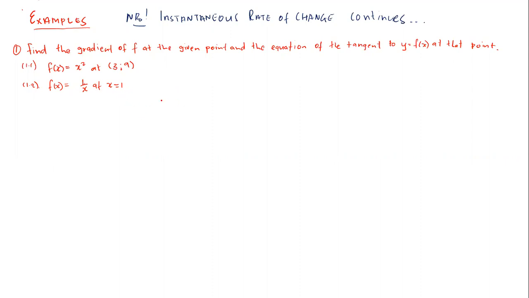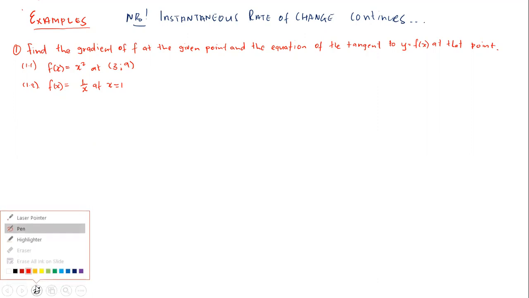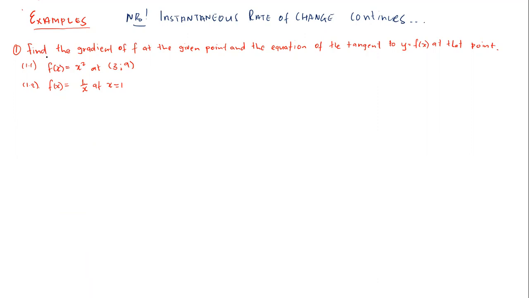Let us go. So now they say to us, find the gradient of f at a given point and the equation of the tangent to y equals f of x at that given point. So what we are looking for here is, let me highlight, we want to determine the gradient of f at the given point. So we want to determine the gradient, and then we also want to determine the equation of the tangent.